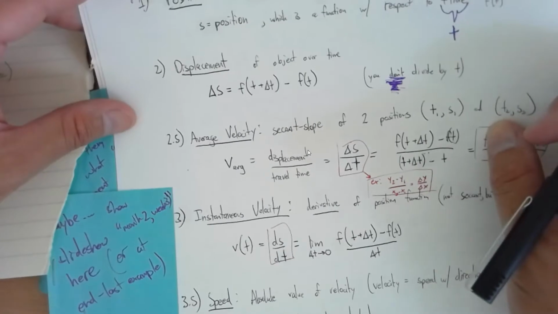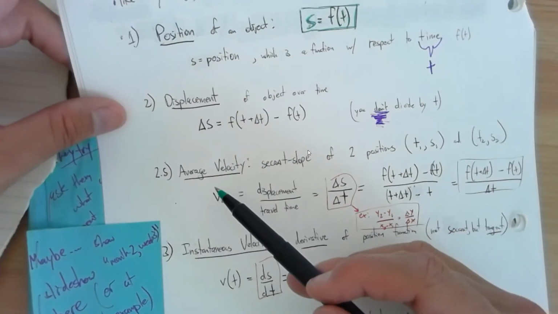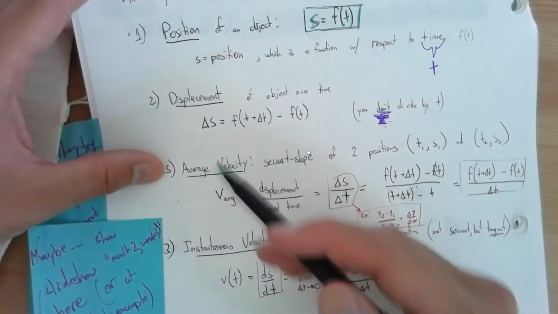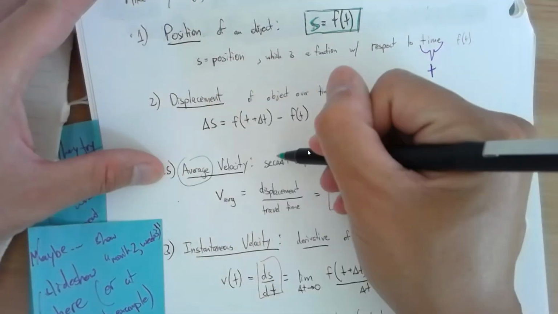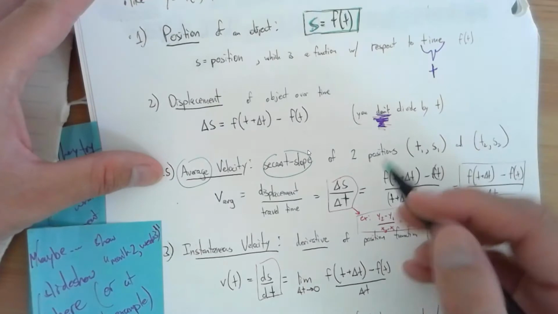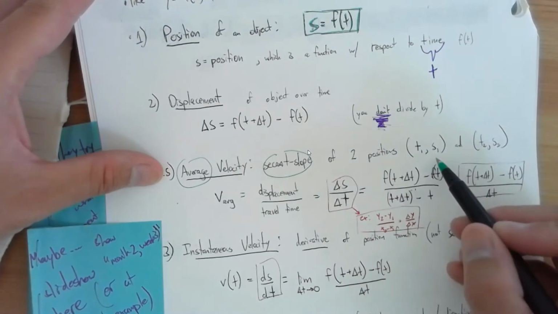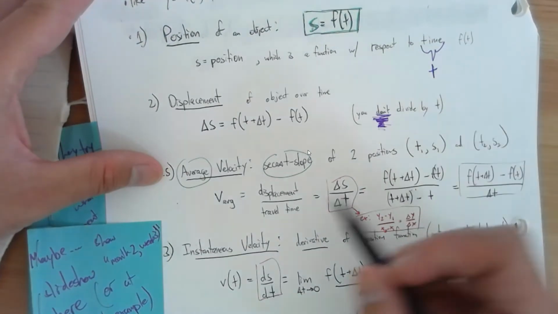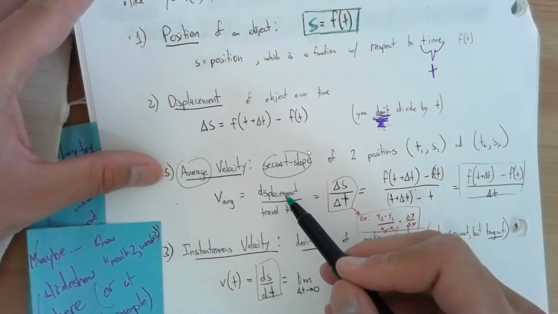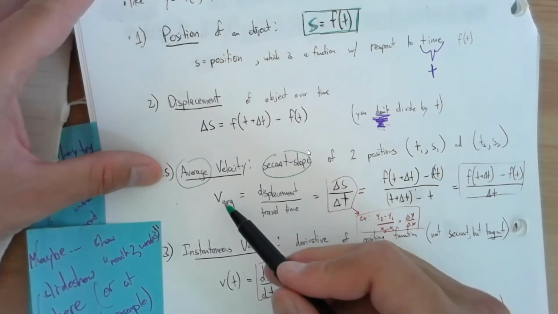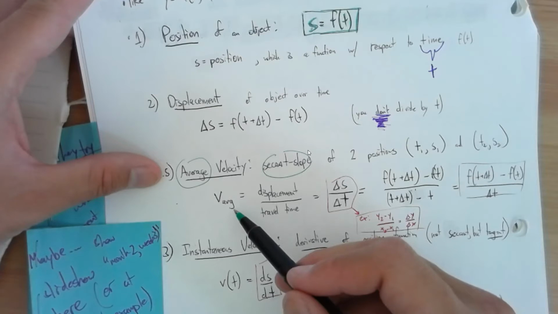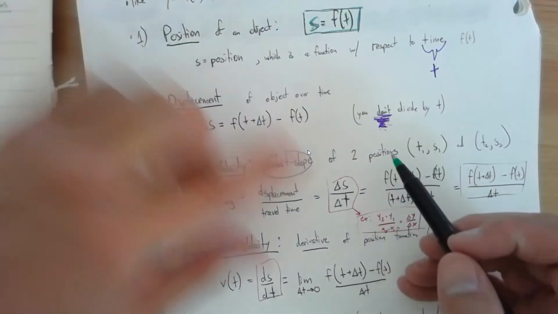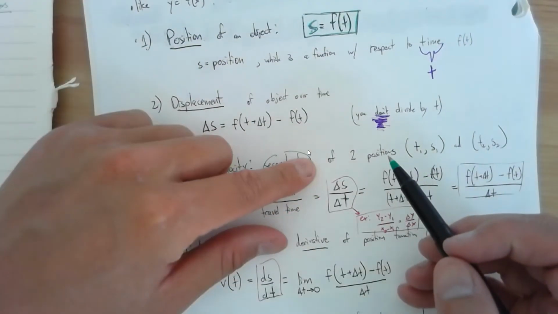That brings me to this next point, average velocity. So when you hear average, that's a key word, you have to think of a secant slope, which means of 2 positions. So that's 2 coordinates, okay? So now we look at what we did. We take the displacement and we put it over the travel time to find out how fast this person went, the average velocity, okay? So you would take the delta S and now you would divide it by the delta t.